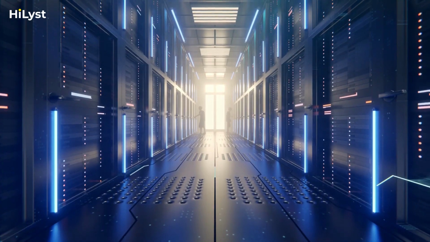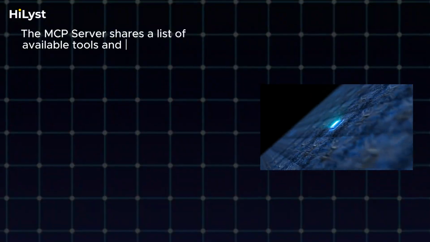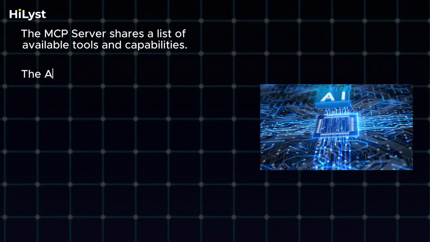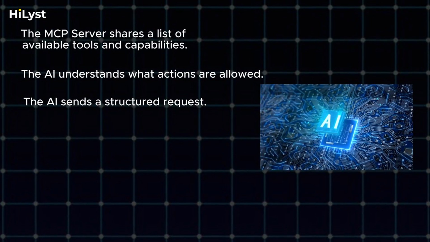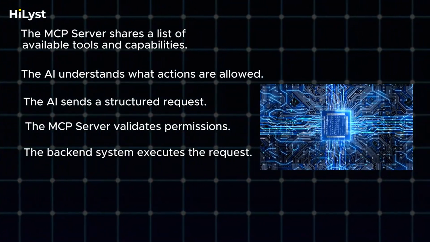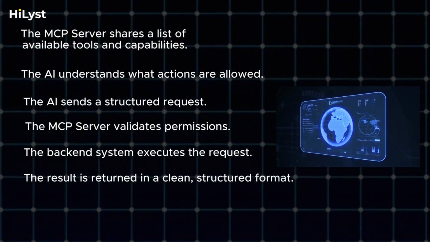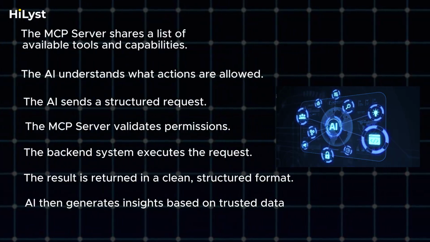How does MCP server work? Simple flow. First, the AI connects to the MCP server. The MCP server shares a list of available tools and capabilities. The AI understands what actions are allowed. The AI sends a structured request. Then the MCP server validates permissions. Then the backend system executes the request. Then the result is returned in a clean, structured format. The AI then generates insight based on trusted data.